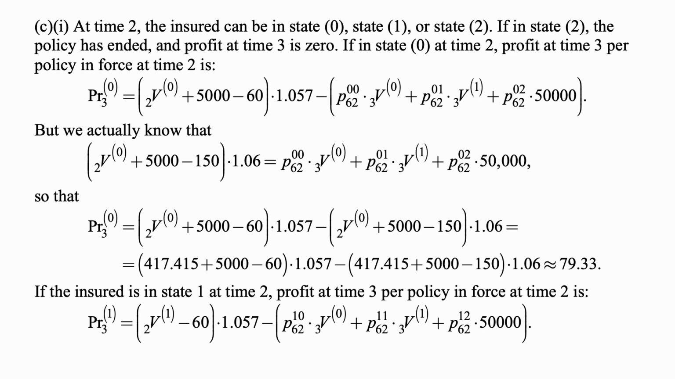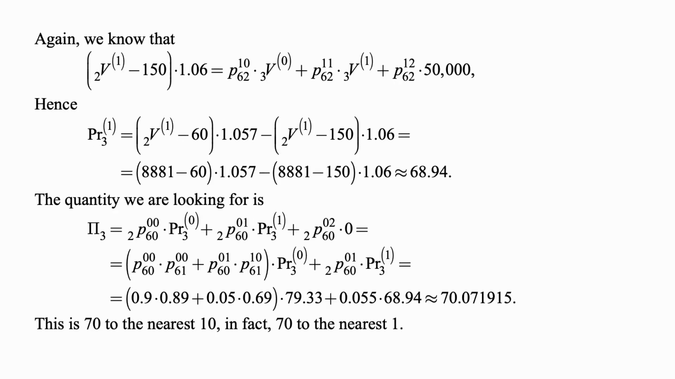If the insured is in state 1 at time 2, profit at time 3 per policy in force is, well, this is an analogous formula, but starting out with reserve in the state of being sick at time 2, and without the premium, because the premium is waived if the person is sick. And again, we know from the previous recursive calculation that we had on the valuation basis, so with assumed expenses and interest, this 2V1 minus 150 times 1.06 has to be those 3 terms that are the same in both formulas. So we replace those 3 terms with the probabilities on the right-hand side by the left-hand side of this valuation basis formula in the formula for the profit. And once we do, everything is known, they're given, plug in the numbers and do the calculation, and we get 68.94.